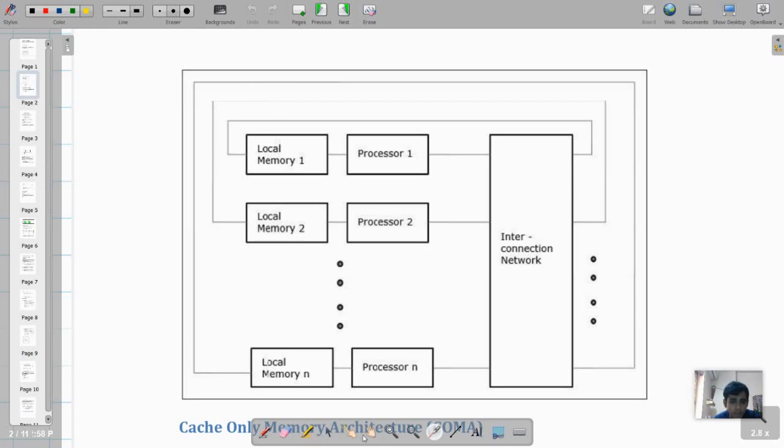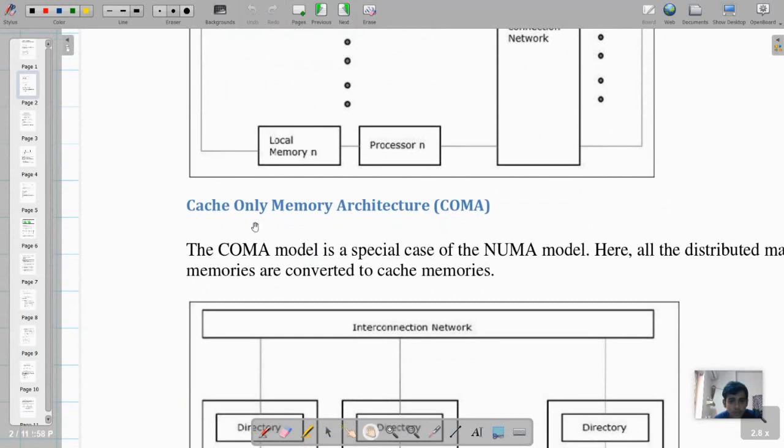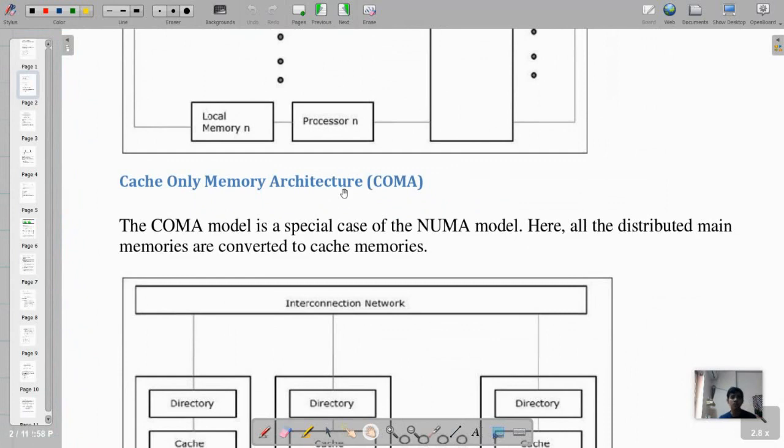Now come to the third model, which is the cache-only memory architecture, the COMA model. The COMA model is actually a special case of the NUMA model, and what happens here is all the distributed main memories, just have a closer look at this star and give it a thought, all the distributed main memories are converted to cache memories. Now, what happens?